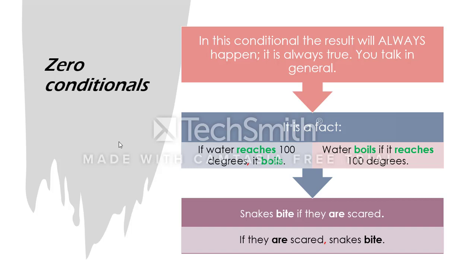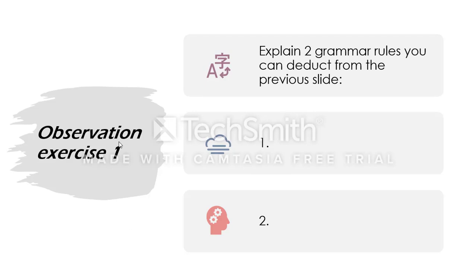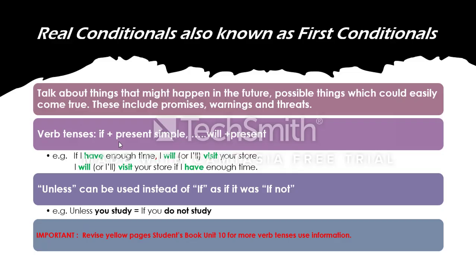Please look at each case. I have turned it around, placing first or second the main clause or the if clause, but the meaning is the same. So now let's see how much attention you paid, and let's see if you can do this observation exercise. Exercise 1: Explain 2 grammar rules you can deduce from the previous slide. If you can give me your opinion and your deduction, send it to me via Educai at the end when you are requested to do so.